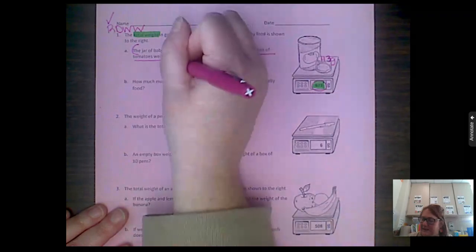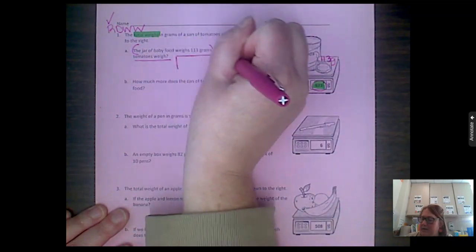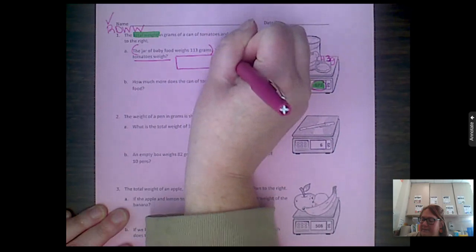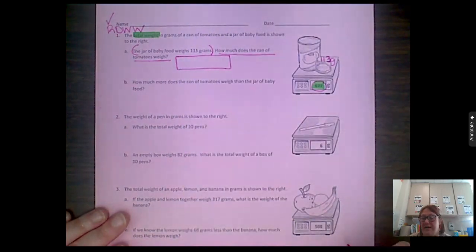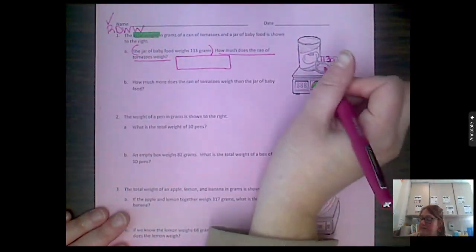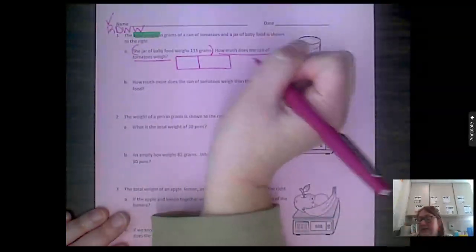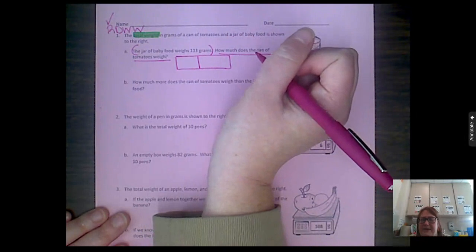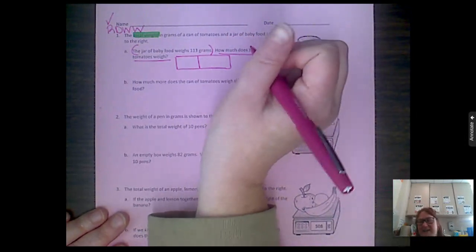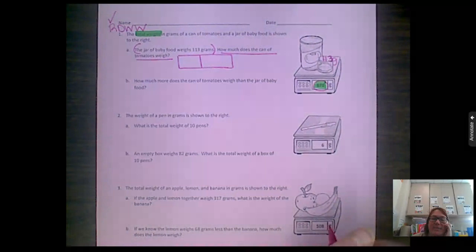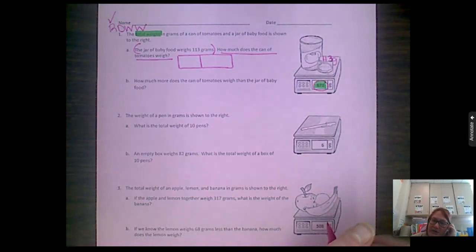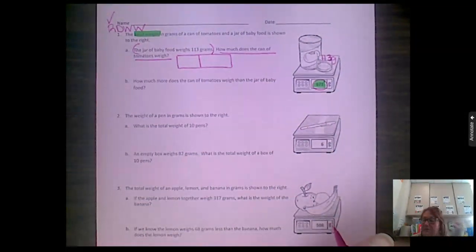So I'm going to do a tape diagram. How many objects do I have for my tape diagram? I have 2. And are they equal in size? The baby food is a lot smaller. So I'm going to make one of my groups smaller than the other. If you don't do that, that is okay, but it just helps to kind of get into your head that one is obviously smaller than the other one, right?